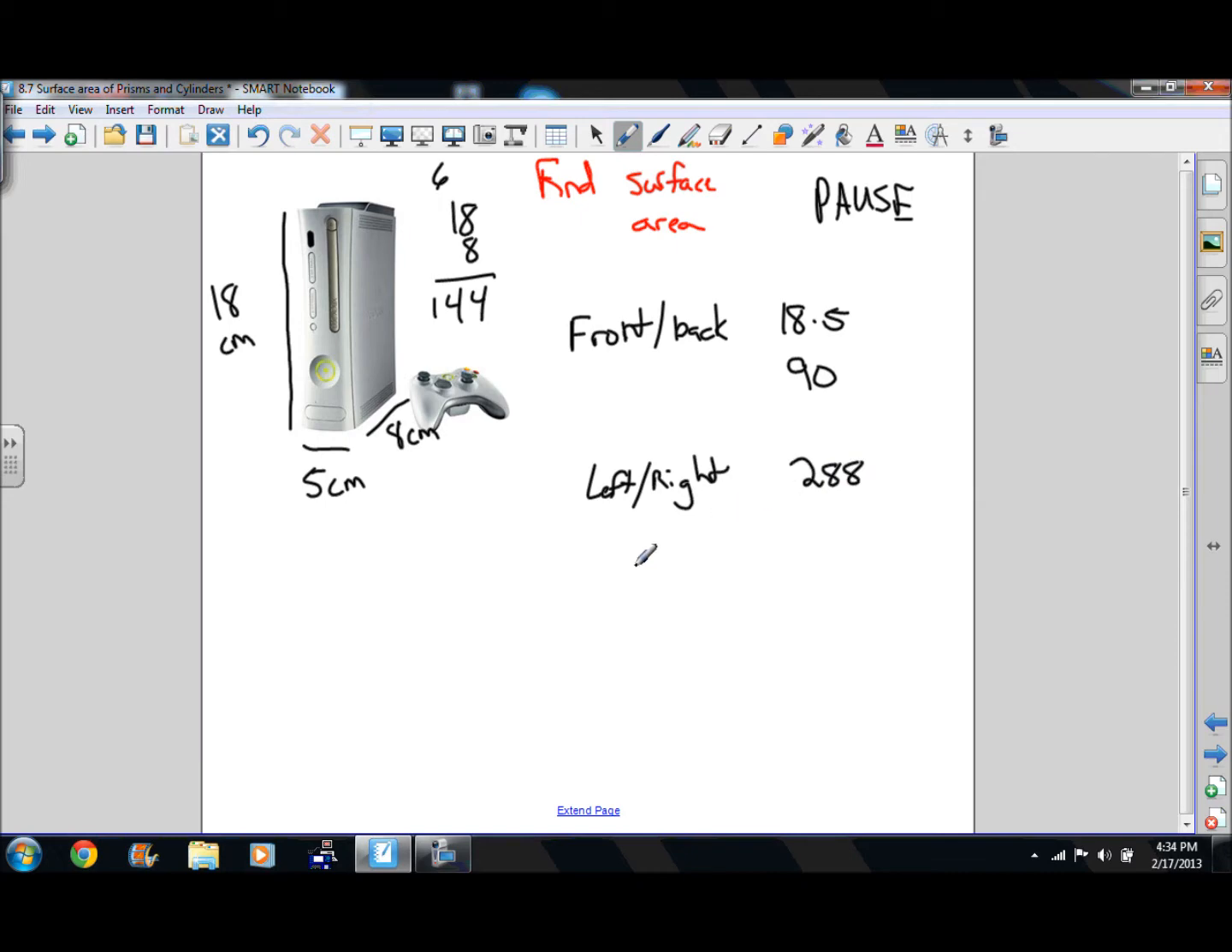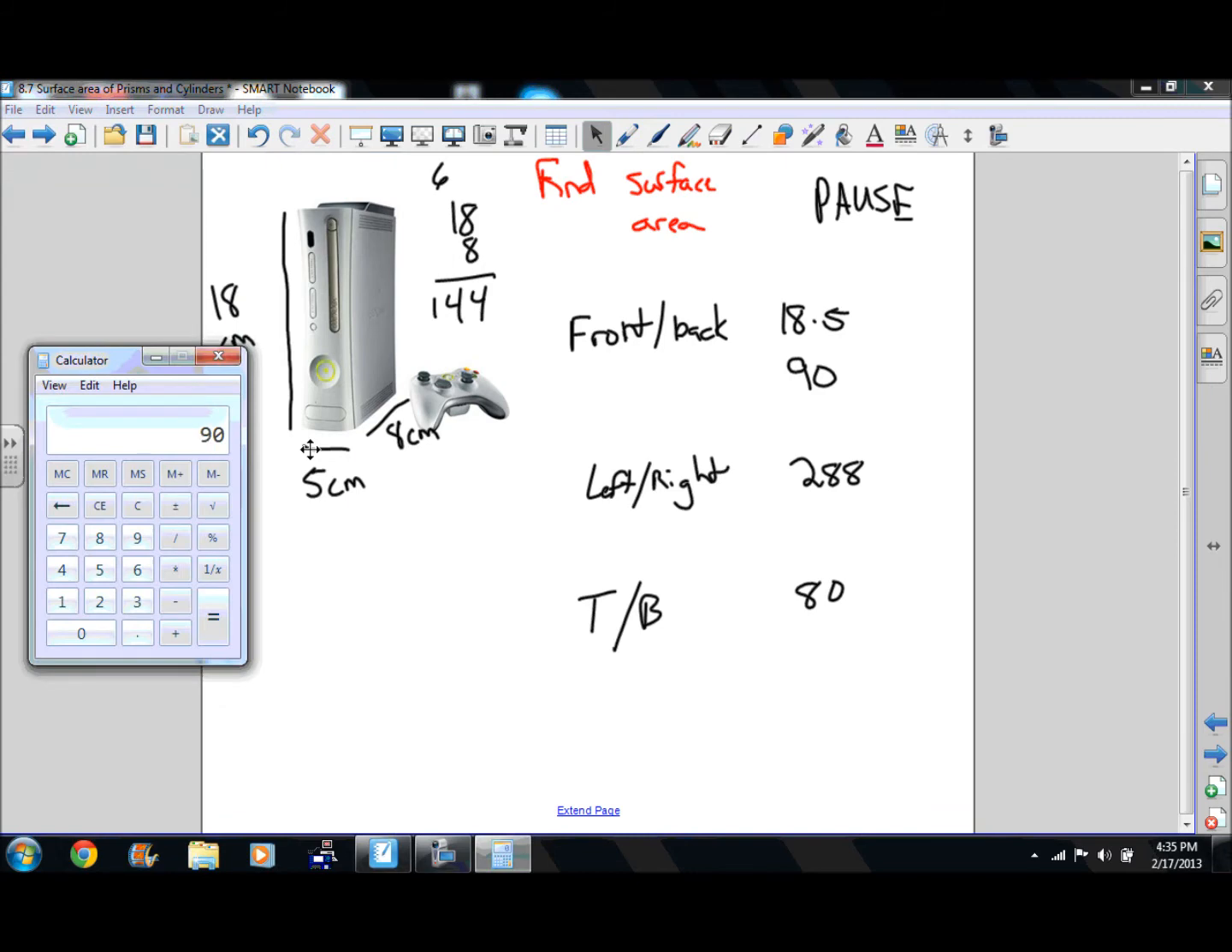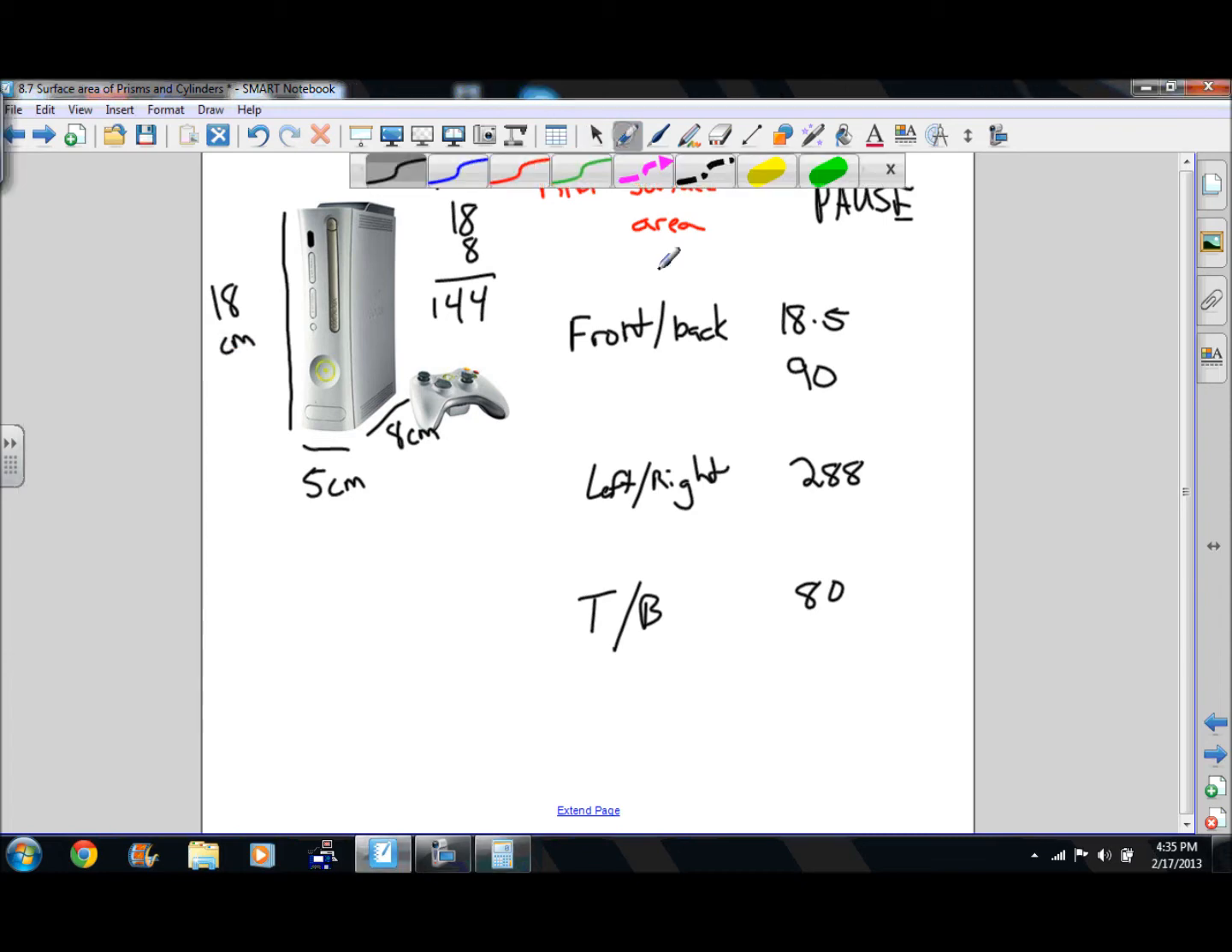And then top and bottom, that's 40, because that's 8 times 5, and that's 40, so that gives us a total of 80. So to add them all up, gives us a total of 458, and this will be centimeters squared.